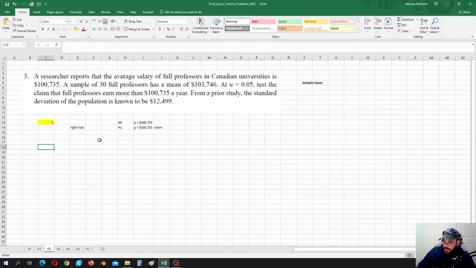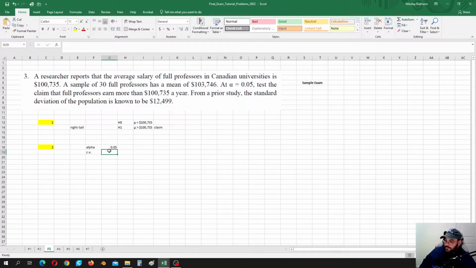Then the second step: we define our alpha. Our alpha is 0.05. This is the right tail, so for our critical value we need to find the z value which cuts an area of 0.05 from the right. It means it cuts 0.95 from the left. Remember, all those functions calculate areas to the left, always to the left. That is why we need to do some additional manipulations to make calculations for the area from the right.